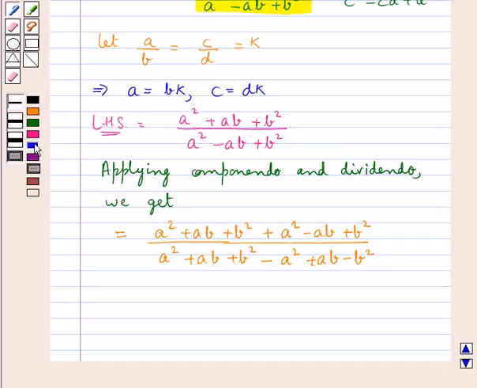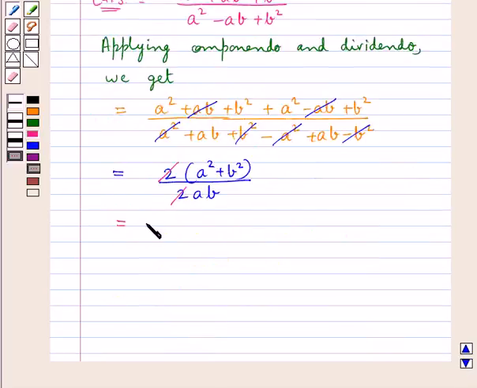Now in the numerator AB and minus AB cancels. And in the denominator, A square minus A square cancels, B square minus B square cancels. So this is equal to 2 times A square plus B square, this whole upon 2 times AB. Now this 2 and 2 cancels and this is equal to A square plus B square upon AB.